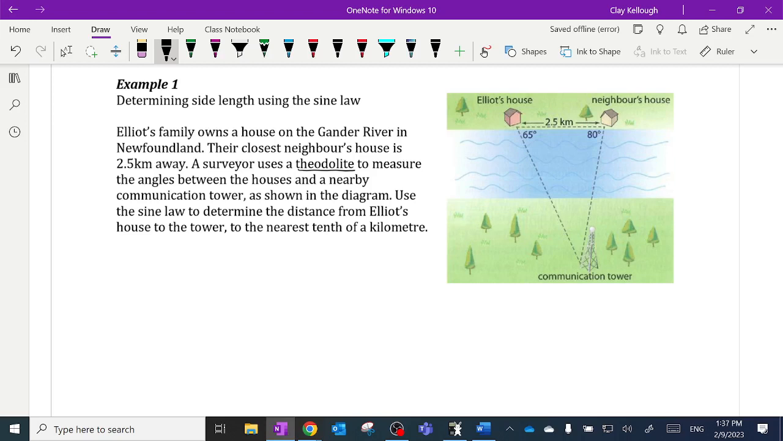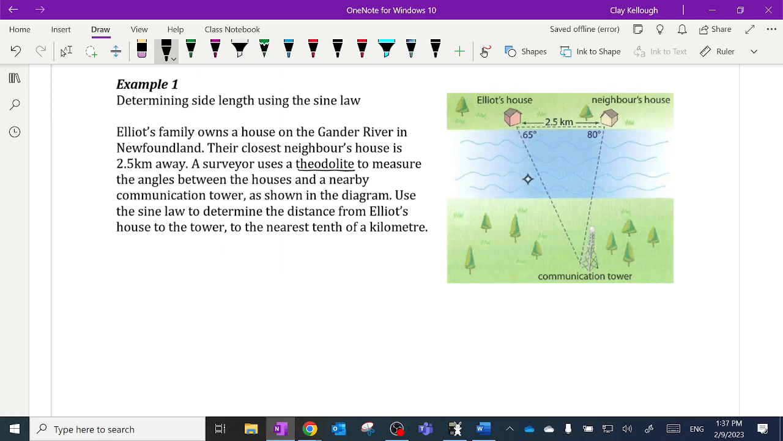Elliot's family owns a house in Gander River in Newfoundland. Their closest neighbor's house is 2.5 kilometers away. The surveyor uses a theodolite to measure the angles between the houses, so they see that it's a 65-degree angle there, an 80-degree angle there, and a nearby communication tower, as shown in the diagram. Use the sine law to determine the distance from Elliot's house to the tower to the nearest tenth of a kilometer. Okay, so Elliot's house is what I'm looking for.